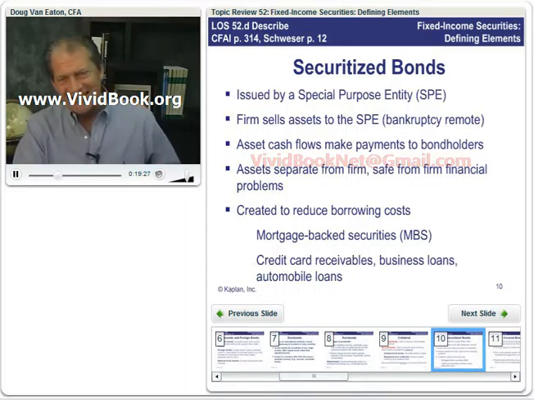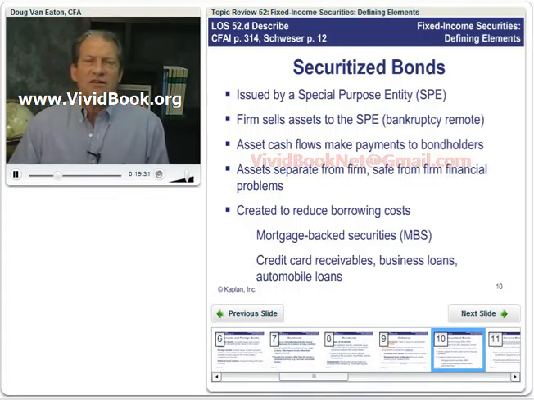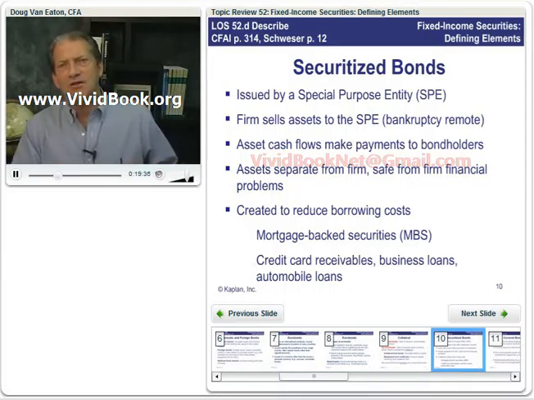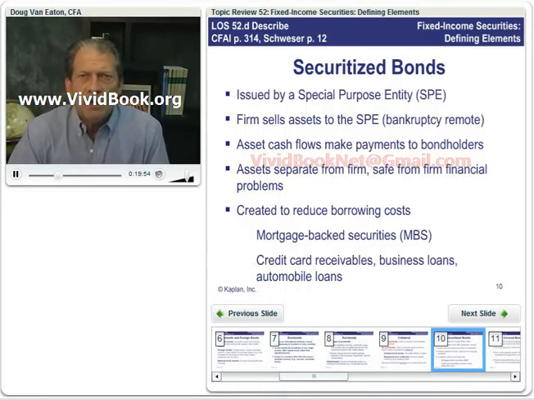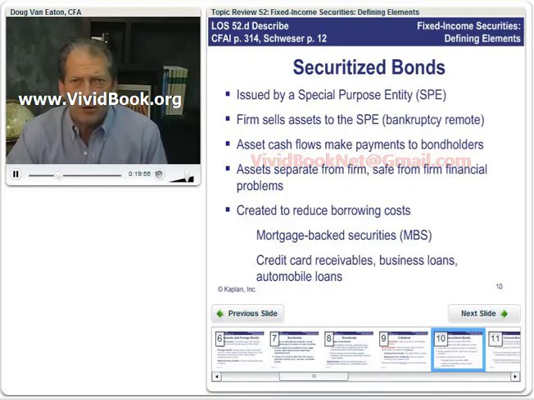Let's take these assets, put them in an SPE, and borrow against those assets in the SPE. So rather than leaving the assets on the balance sheet and borrowing the money, they take the assets off the balance sheet, sell them to the SPE to get the money, then the SPE becomes the issuer of the debt security, and it's the assets that have been sold to the SPE that make the payments. So they're separate from the firm.